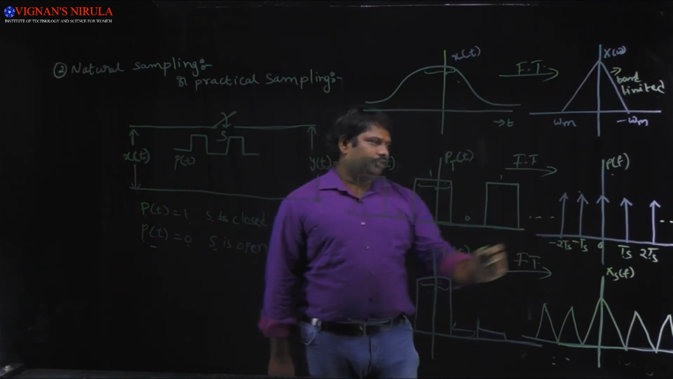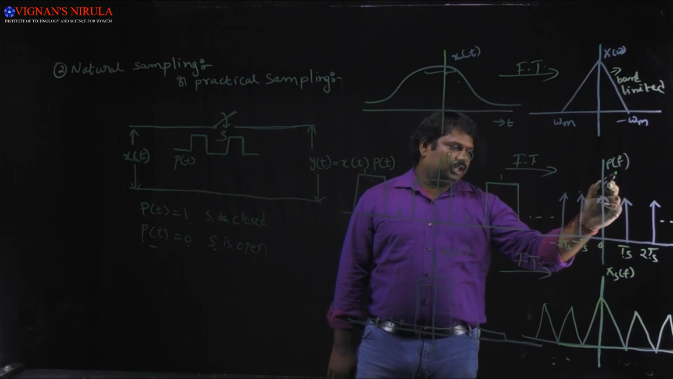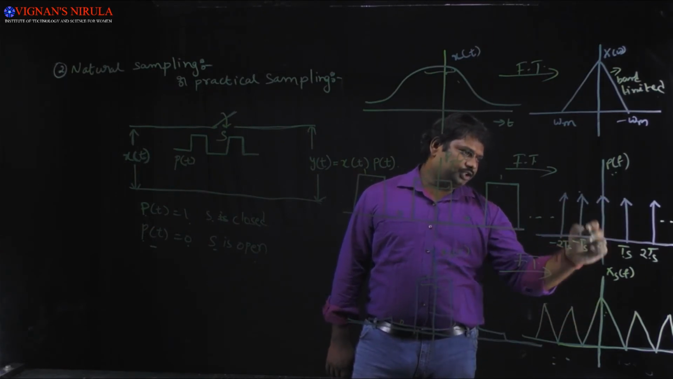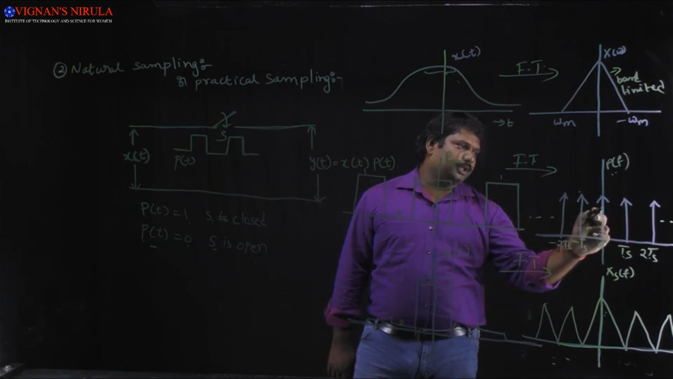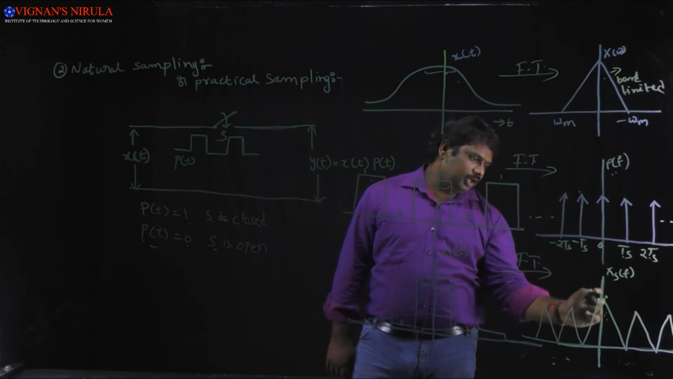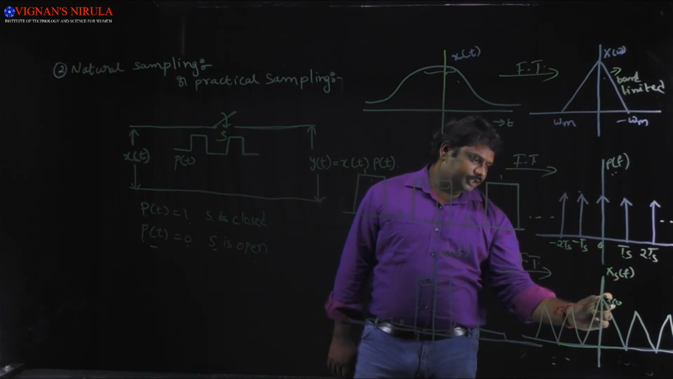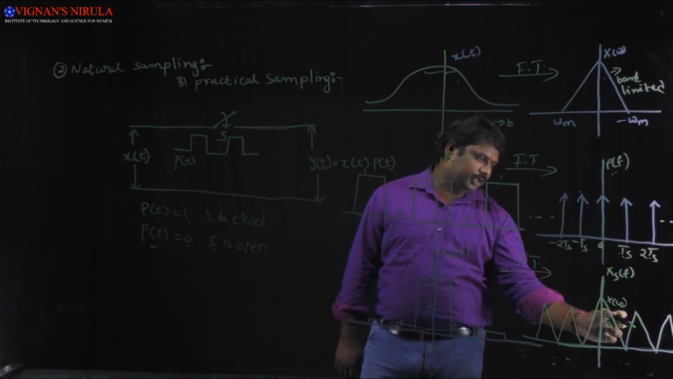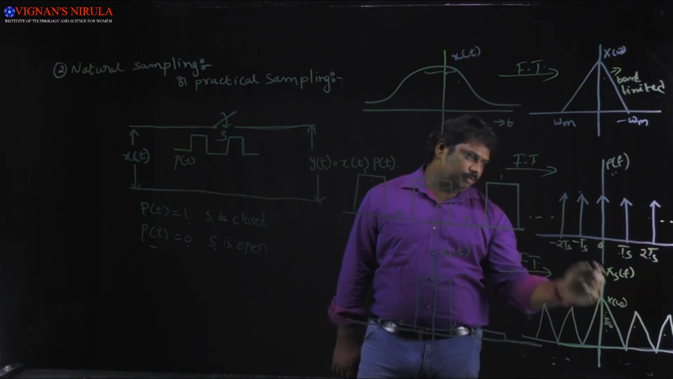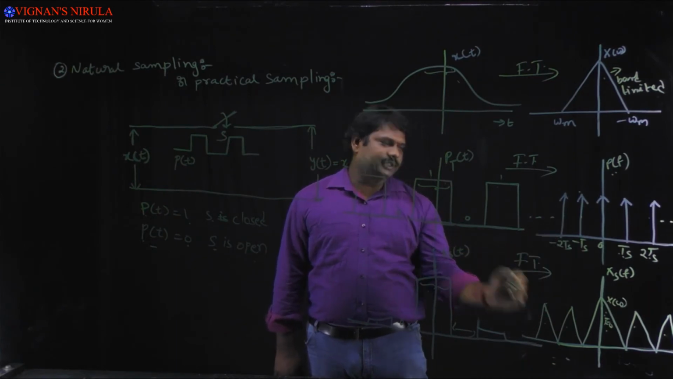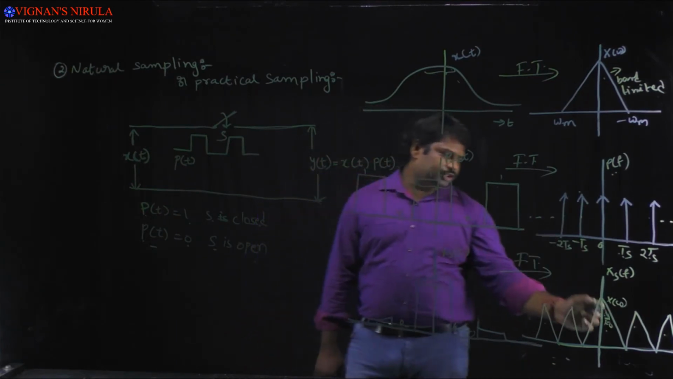Next, for every impulse in p of f, there is one particular spectrum in the sampled version. At t equal to 0, we have an impulse, and for this impulse, this spectrum is presented here, that is x of omega. Similarly, for t equal to Ts, we have another spectrum; for t equal to minus Ts, another spectrum; for t equal to minus 2Ts, another spectrum, and so on. This is the frequency domain.